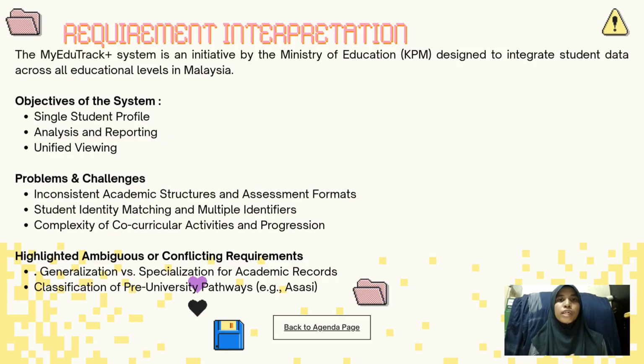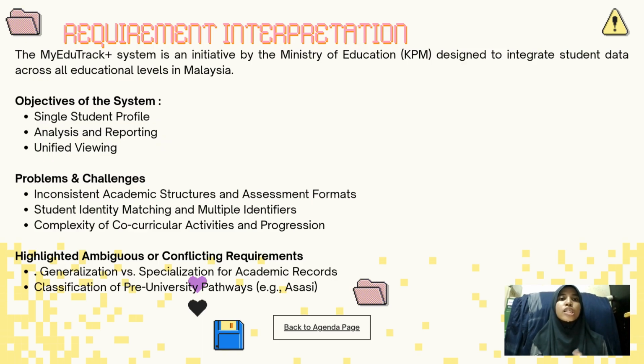And then for the key problems and challenges identified from the case study, first is inconsistent academic structures and assessment formats. Primary and secondary schools use a mix of traditional marks, descriptive evaluation, and Tahap Penguasaan, which is TP level from TP1 until TP6. And then secondary school must manage both continuous classroom-based TP records and structured exam results, for example SPM. And then matriculation and university rely heavily on course modules, program streams, credit hours, and GPA.